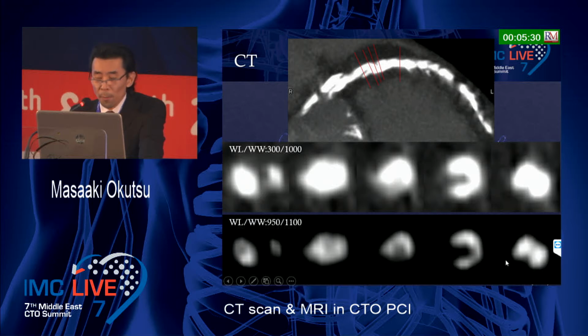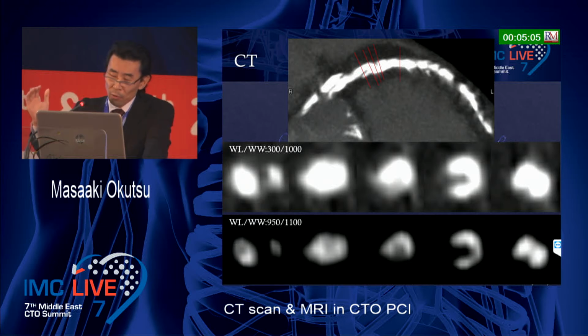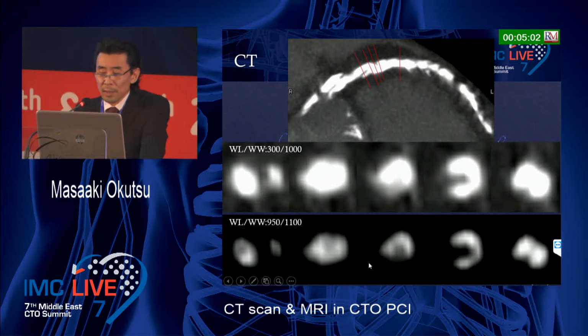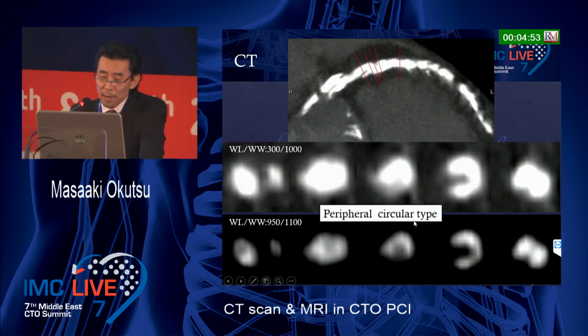So this means that the center of the vessel is not calcified in all segments. So this means the wire can easily advance if it enters this non-calcified segment proximally. The calcium blocks the guide wire from going out of the vessel. This sign is sometimes a good sign to advance by intimal tracking. This is like peripheral calcium, peripheral circular type calcium.